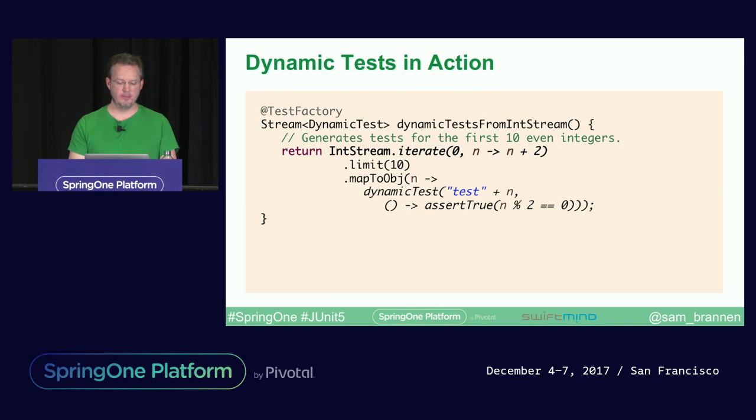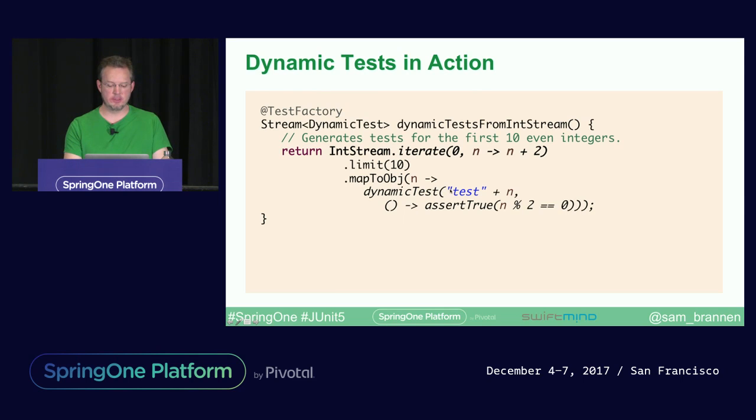So here we have an example. We have this @TestFactory, and the method is returning a stream of DynamicTest. Again, you could have returned a dynamic container or dynamic node if you wanted to. Here we're just using IntStream, and we're going to find the first ten even integers, starting with 0, iterating n equals n plus 2, limiting that to 10. And then for each number, we will map it onto a dynamic test, right? So that's how we're building up the stream.